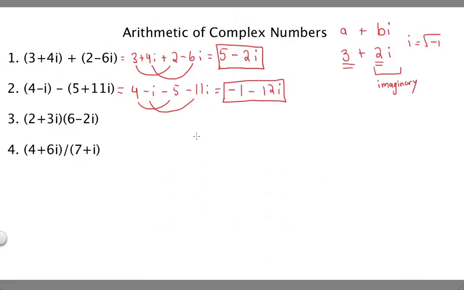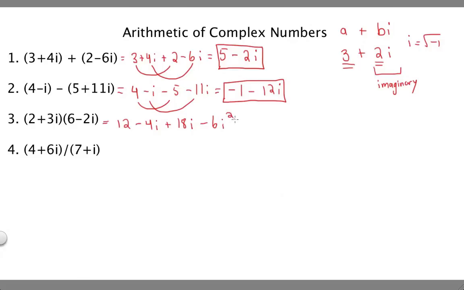Now we're going to do some multiplication of complex numbers, which is, again, a lot like just using x. So what we're going to do is we're going to have to use the FOIL method. We're going to do 2 times 6 plus 2 times -2i plus 3i times 6 plus 3i times -2i. So let's write that out. 2 times 6 is 12 plus 2 times -2i, so we're actually going to get minus 4i, plus 3i times 6 plus 18i. And now we're going to have 3i times -2i, which gives us -6i squared.